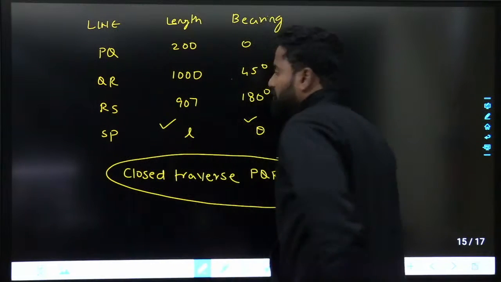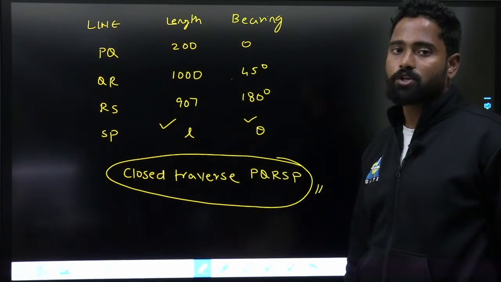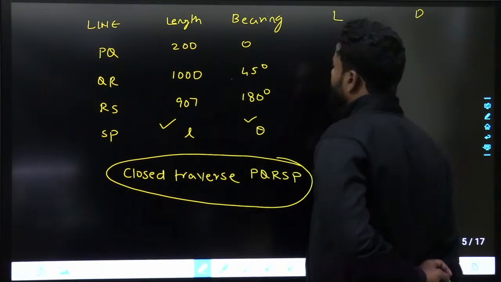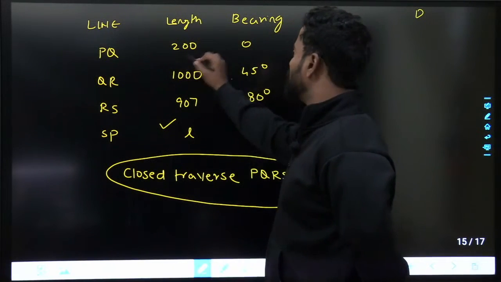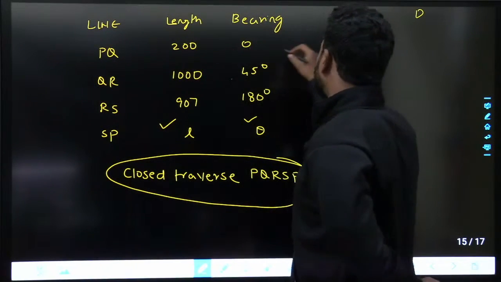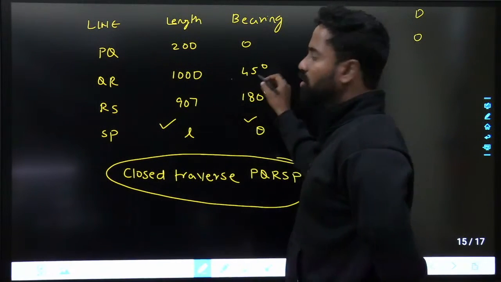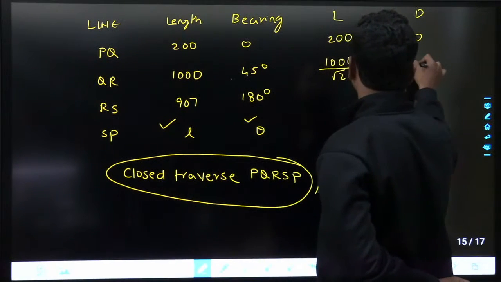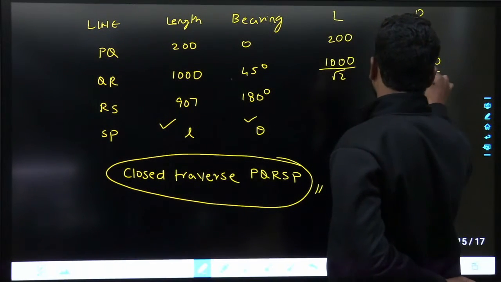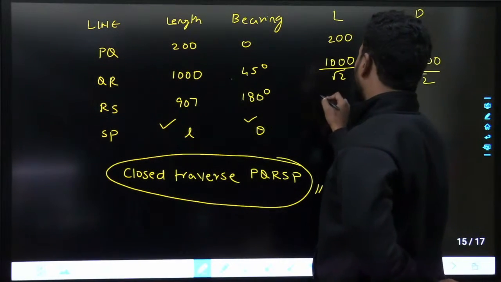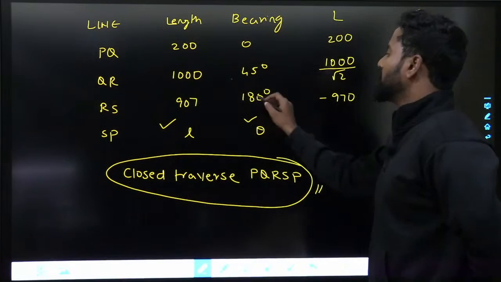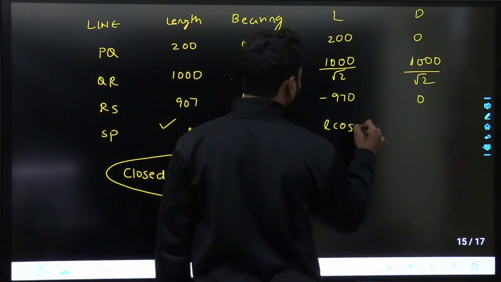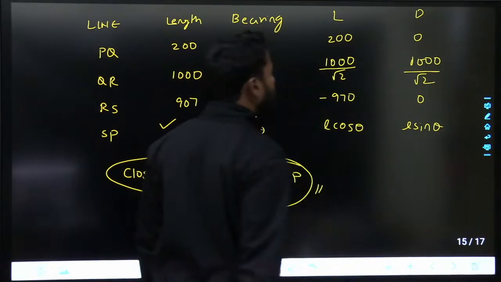So, in a closed traverse, we know one thing: summation of latitudes equals 0, summation of departures equals 0. Find out latitudes and departure of each line. L cos theta, 200 cos 0 is 200, 200 sin 0 is 0. 1000 cos 45 is 1000 by root 2, 1000 sin 45 is 1000 by root 2. And then 970 cos 180 is minus 970, 970 sin 180, sin 180 is 0. This is L cos theta and this one is L sin theta.